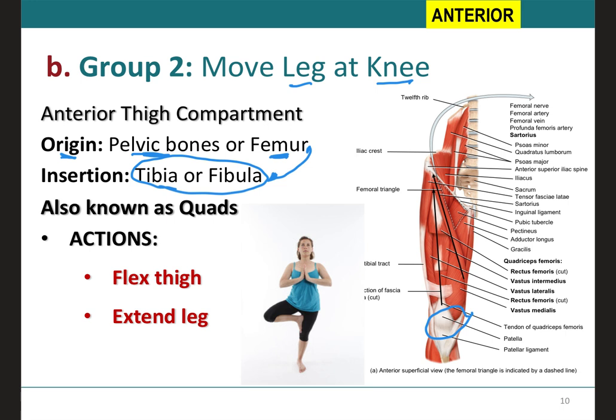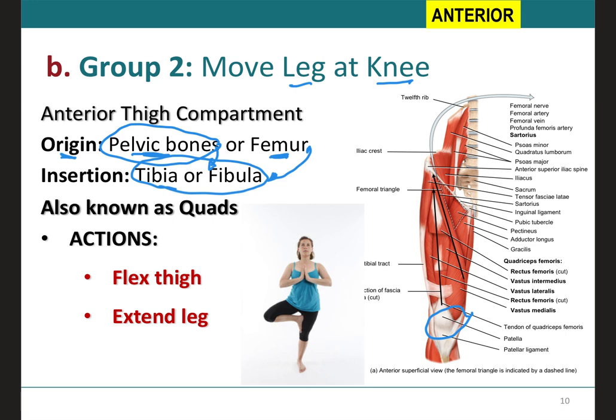However, if a muscle is going to be originating on the pelvic bones and inserting on the tibia and the fibula, it means that it's crossing two joints. Therefore, it will do two things, one at the hip joint and one at the knee joint. So let's pay attention to this because sometimes it can be a little bit confusing.